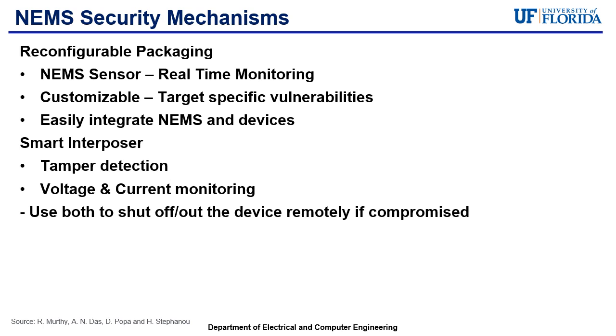As a smart interposer, NEMS technologies make use of NEMS sensors' monitoring capabilities, detecting whether tampering is occurring, and can monitor things such as voltage and current. Whenever abnormalities occur, the NEMS device can be used to shut off the device remotely if compromised to prevent any leak of information or for overall protection in general.